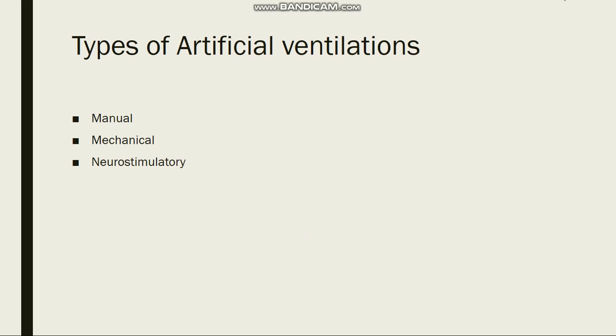There are three types of artificial ventilation: manual, mechanical, and neurostimulatory. An example of manual ventilation is mouth-to-mouth resuscitation. Mechanical ventilation can be done using a ventilator or an ambu bag. Neurostimulatory ventilation is done by placing a percutaneous electrode to stimulate the diaphragm or the phrenic nerve, which causes movement of the diaphragm, resulting in respiration.